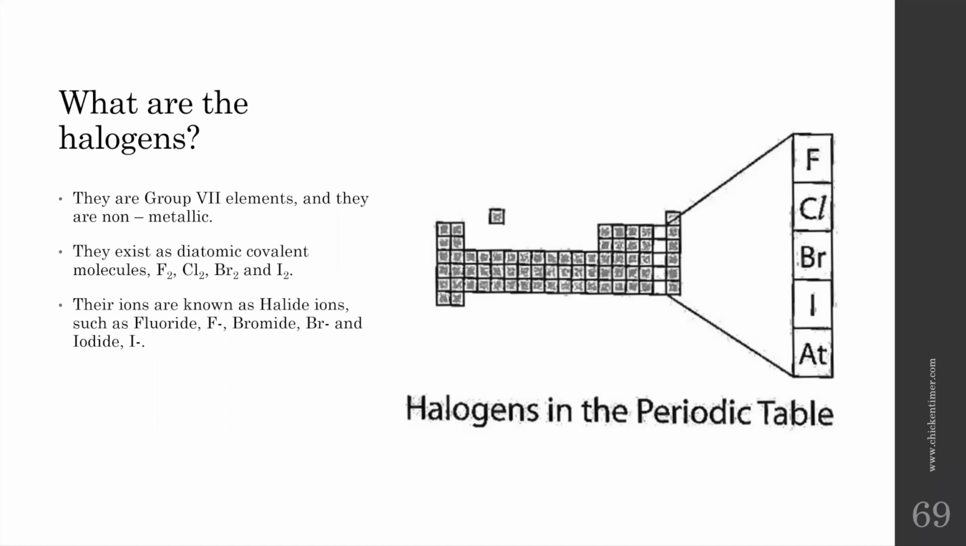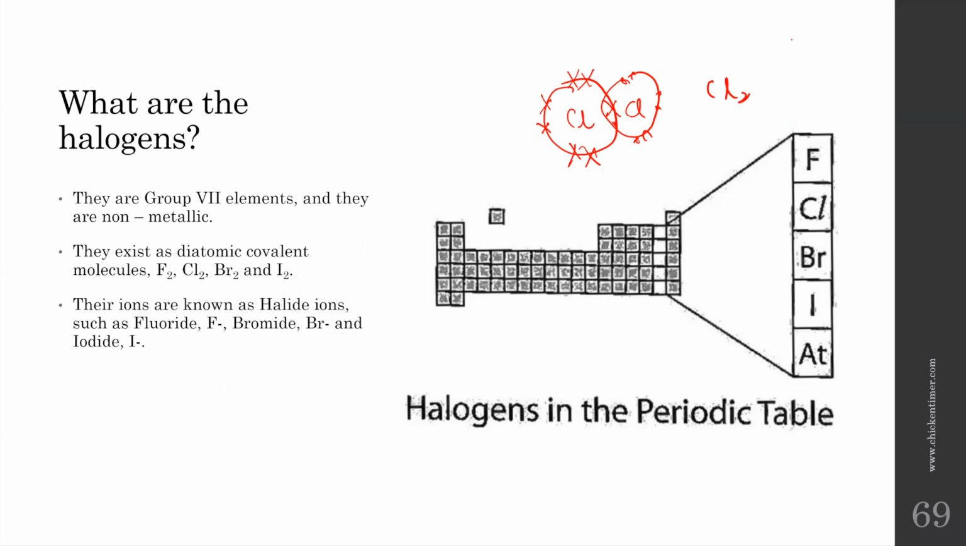They will form diatomic covalent molecules because we know that they have 7 valence electrons. Let's say fluorine. So in order to be stable, they will have another fluorine atom come along. So they form Cl2 in this manner, covalent molecule.